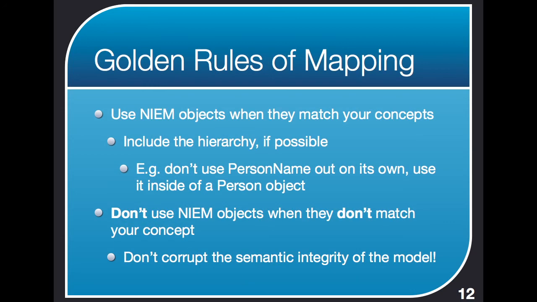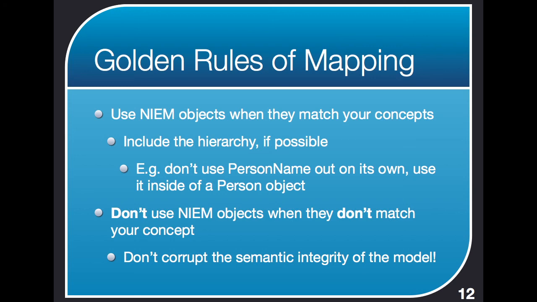There is a golden rule of mapping, and that's to use NIEM objects when they match your concepts, but only when they match your concepts. It's also important to include the hierarchy if possible. For example, don't use person name out on its own. Use it inside of a person object. Now, sometimes you can't do that. There are pieces you're going to want to pull and put into something else because conceptually in your business, that piece belongs there instead of where it is in the NIEM. But in general, you want to include hierarchies if possible.